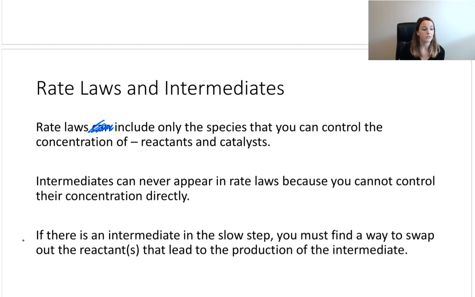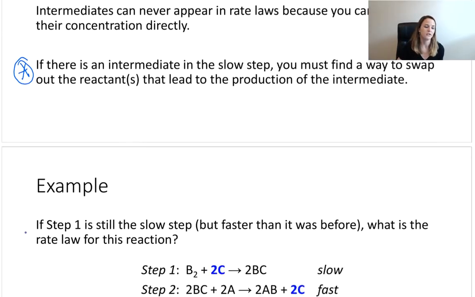Now, number 3, this is the one I want you to think about and put in the back of your mind because we're going to come to it in a couple examples here. If there is an intermediate in the slow step, so something that is a product first, then a reactant, you must find a way to swap out the reactants that led to the production of that intermediate. I'm going to show you what that means in a little bit. But just keep in the back of your mind, intermediates can't be in your rate law. All right, so let's go through a couple examples here.